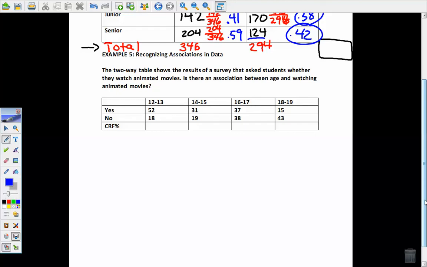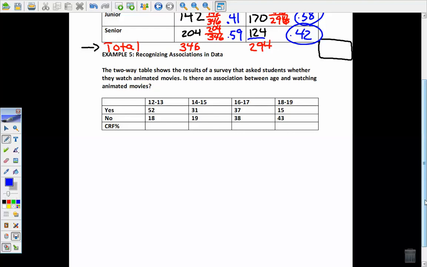I love animated movies, by the way. My last good one that I saw, I took my girls to The Good Dinosaur. Anybody, have you guys gone to The Good Dinosaur, anybody? It's a good movie, isn't it?